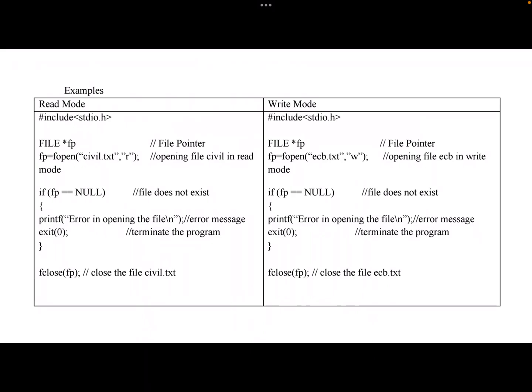These are a few examples of programs where the file is opened in read mode, and here the file is opened in write mode. We have a file opened with the name civil.txt in read mode. If fp is equal to null, we print the message "error in opening the file". fclose is a function used to close the file. Here we are opening a file called ecb.txt in write mode. Here also, if fp is equal to null, it prints an error message. Otherwise, whatever data you want to write, you can write in this file in write mode.